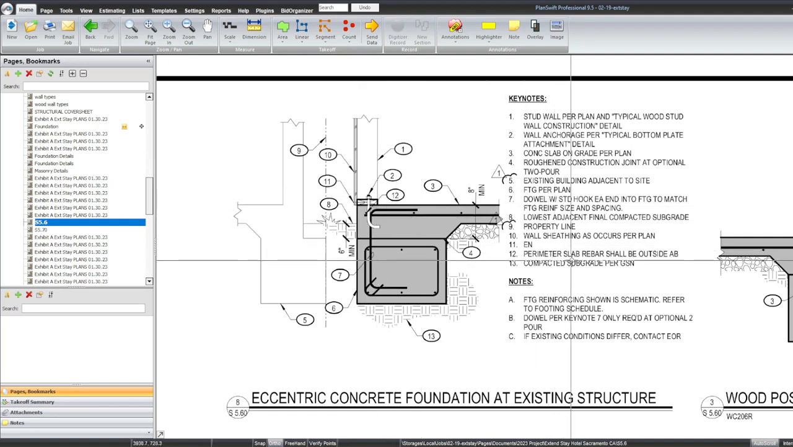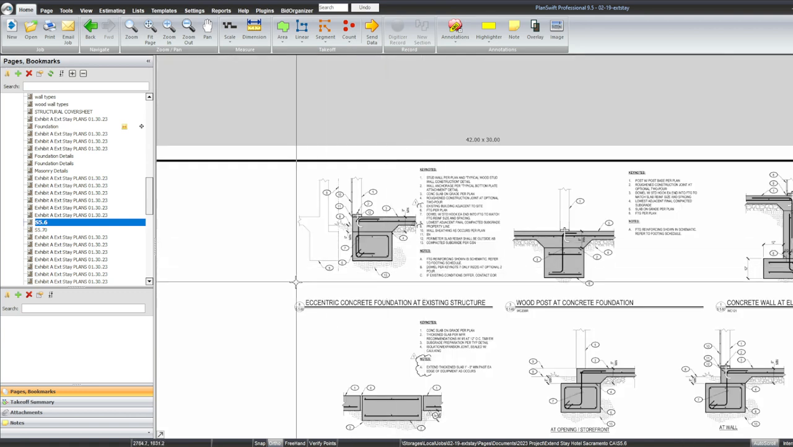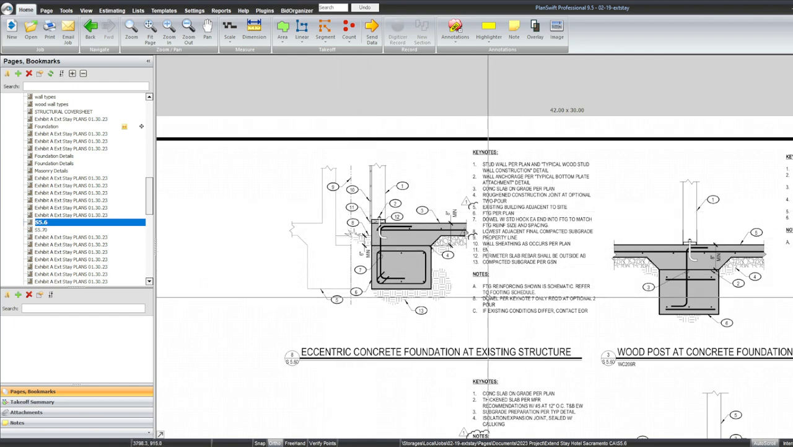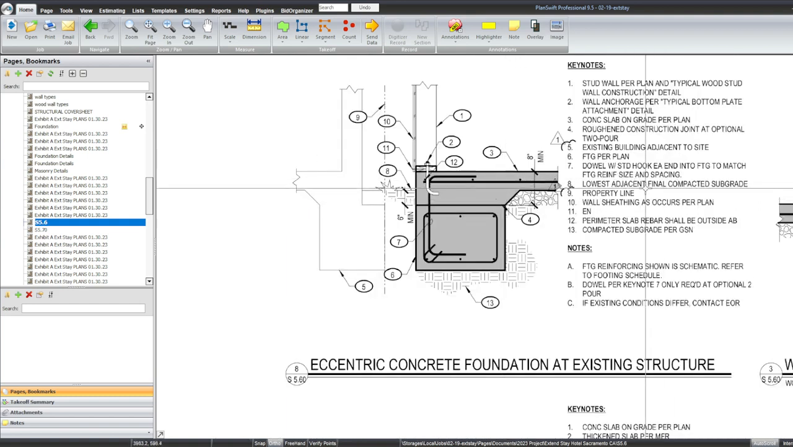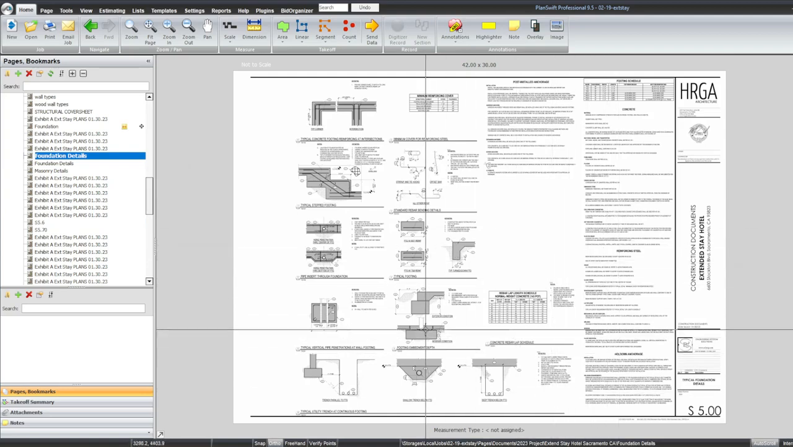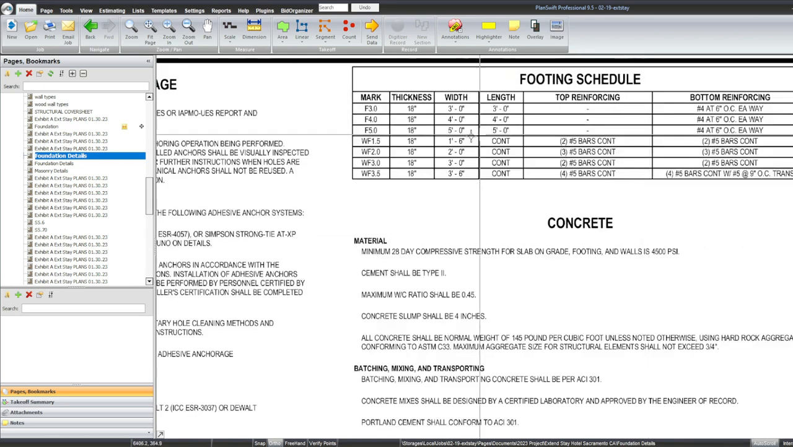Perimeter slab rebar shall be outside AB. Now, the size of the rebar: the footing schedule is going to tell us, because this is giving us no dimensions. It's just telling us how it's built. Let's find the foundation details. Footing schedule.